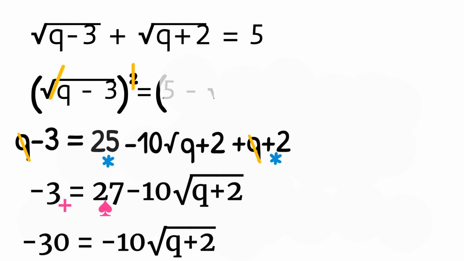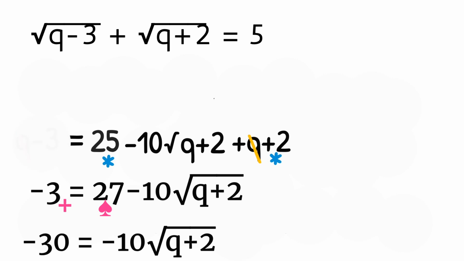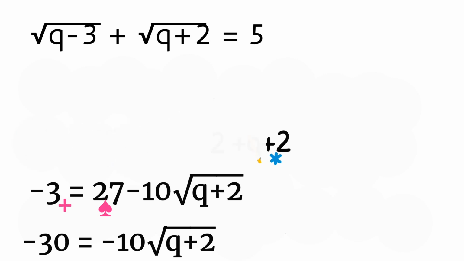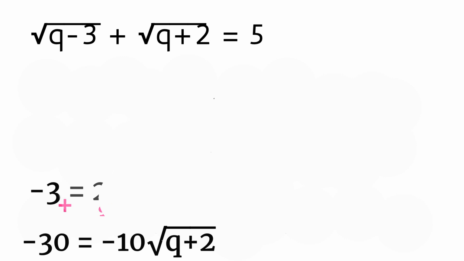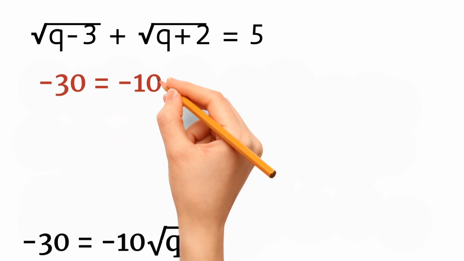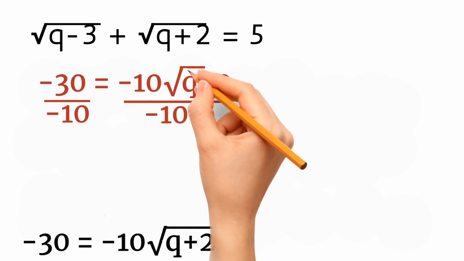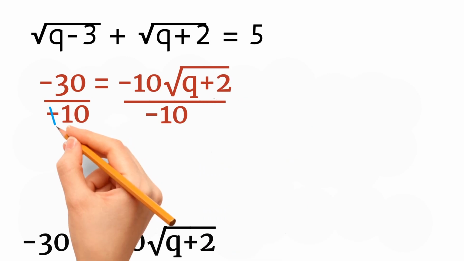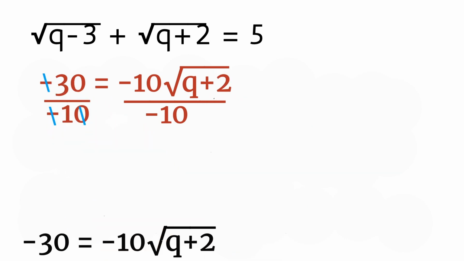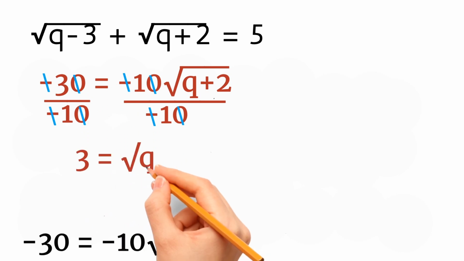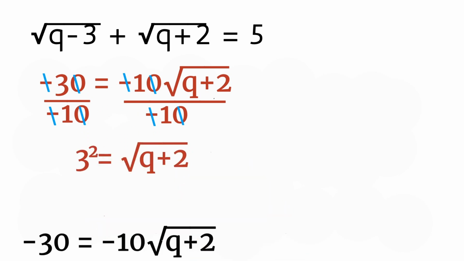Now let me clean it so that you have free space to work on this sheet. You don't have to waste this sheet. Now minus 30 is equal to minus 10 root k plus 2. You can divide both sides by what? By minus 10. Minus 30 divided by minus 10, and minus 10 root k plus 2 also divided by minus 10. Minus will take away the minus, and 0 will cancel the 0 there too. Sorry guys, I forgot to cancel the 0 of the 30, so let me cancel that too. We have 3 equals root k plus 2.